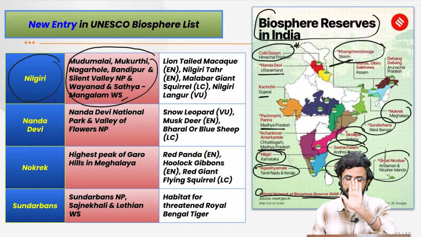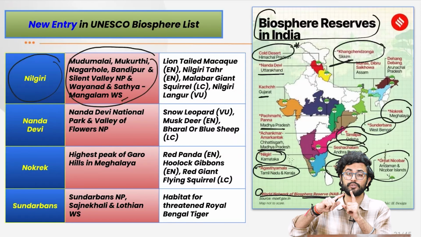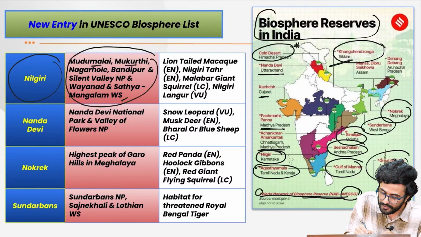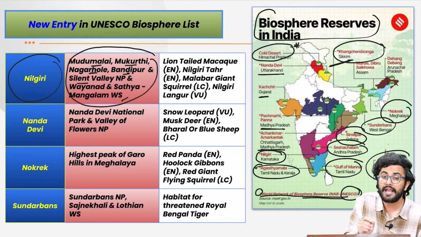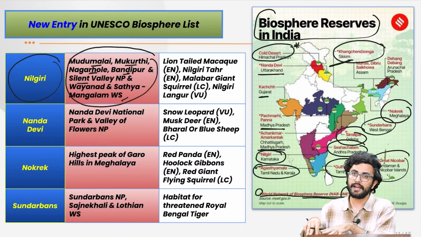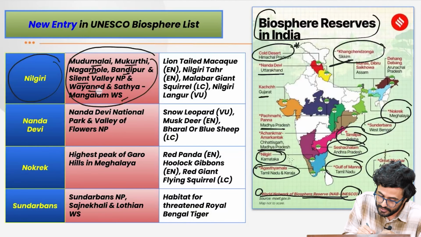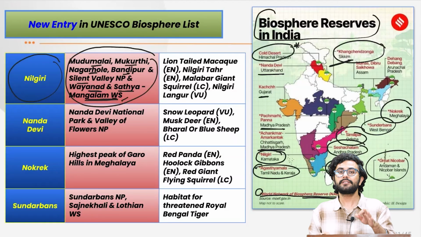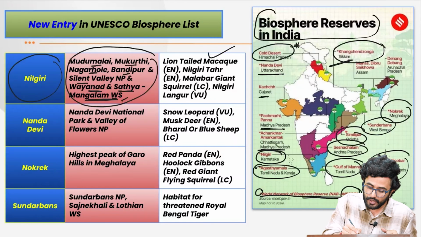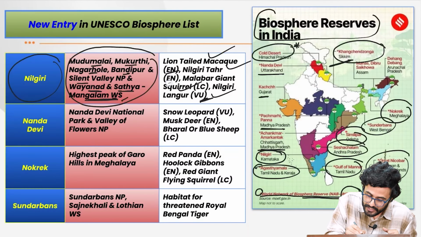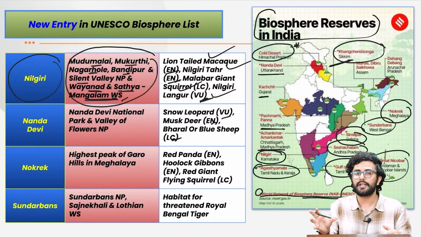Like for example, for understanding, the Nilgiri Biosphere Reserve, which was also the first biosphere reserve to be included in the MAB program, consists of Mudumalai, Mukurthi, Nagarhole, Bandipur and Silent Valley National Park, spreading across Karnataka, Kerala and Tamil Nadu. And then it also consists of Wayanad and Sathyamangalam Wildlife Sanctuary, where it has certain characteristic fauna, like for example lion-tailed macaque, Nilgiri tahr, Malabar giant squirrel and Nilgiri langur. Each of their IUCN status has been listed here for you as well.